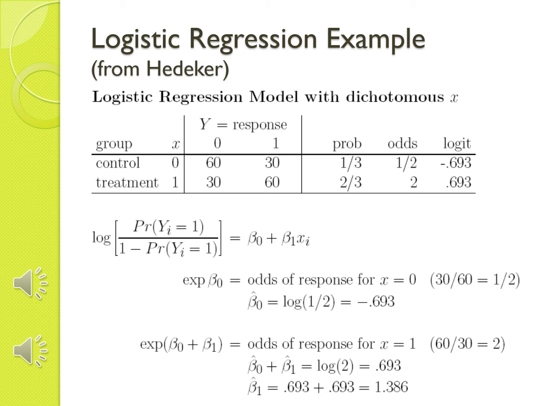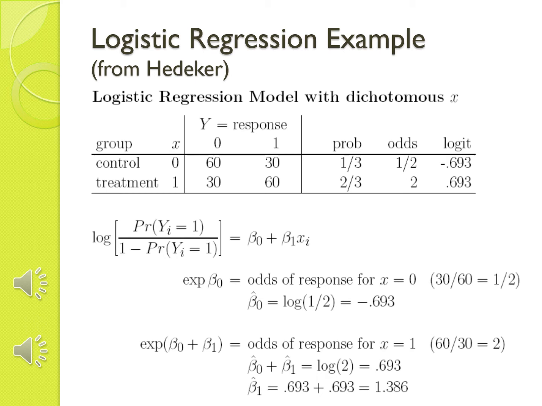Now, if we have the exponent of beta 0 being a half, then to get beta 0, or in this case the expected beta 0, we need to take the logarithm, and this is the natural logarithm, and we get the negative 0.693 that we have up there in the table. Now, what if we want to know what's the other case? What if we're in group 1?